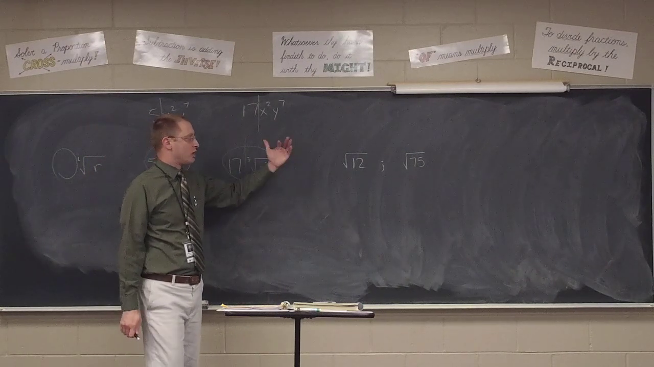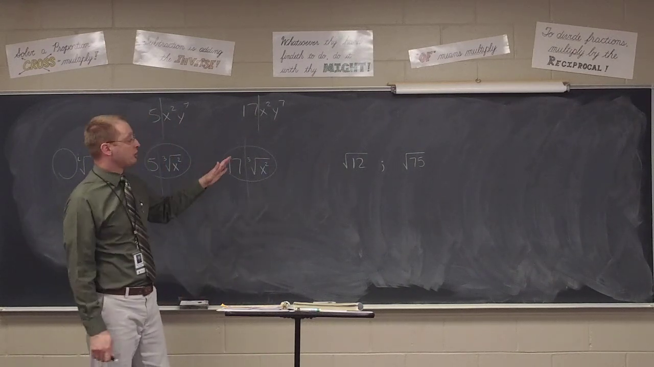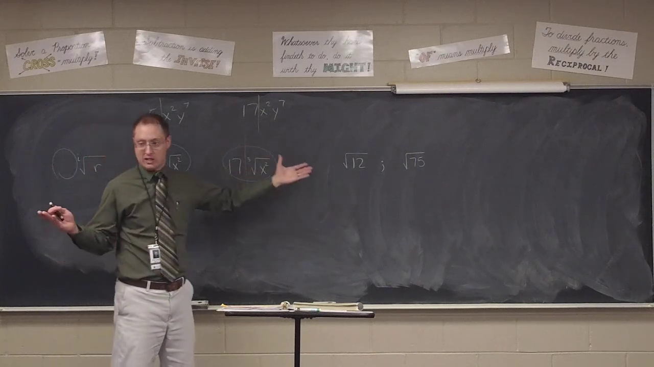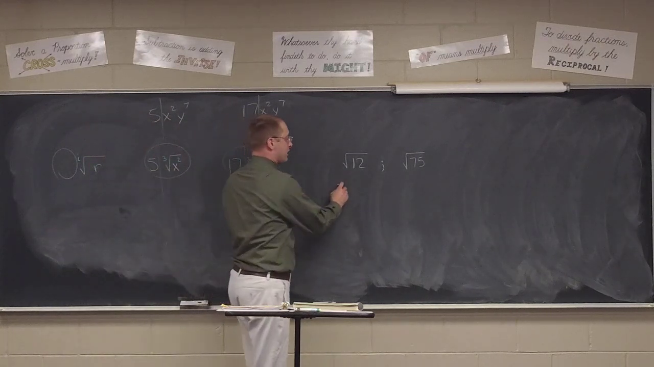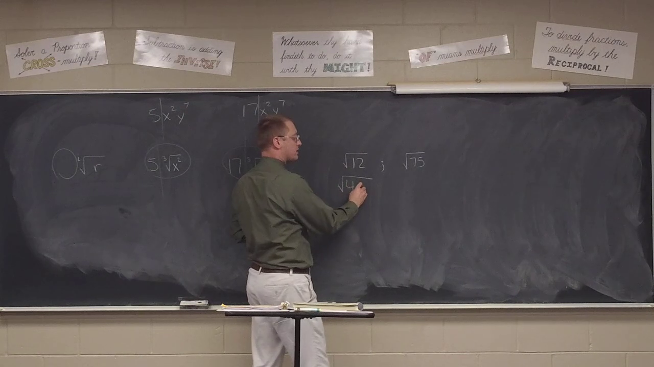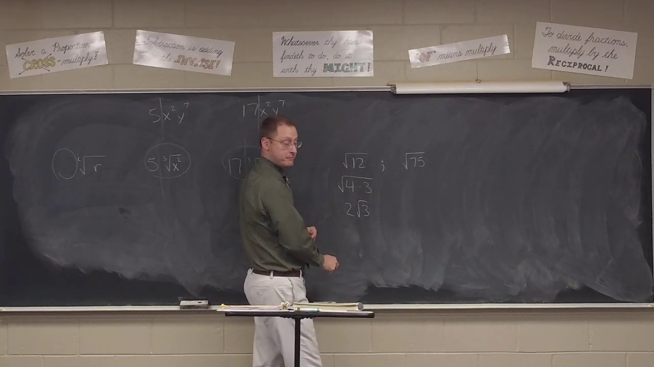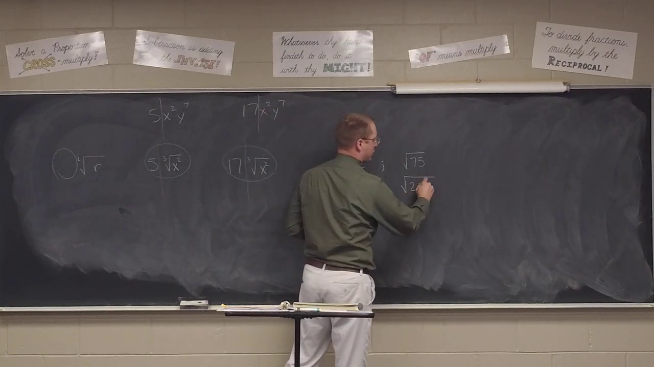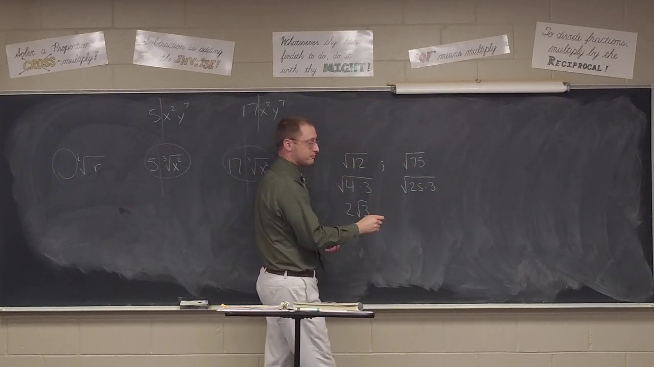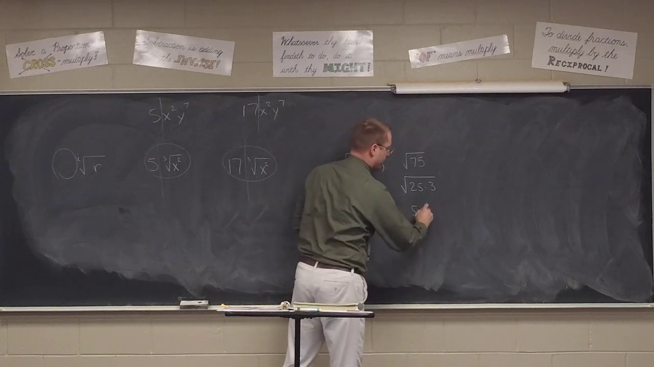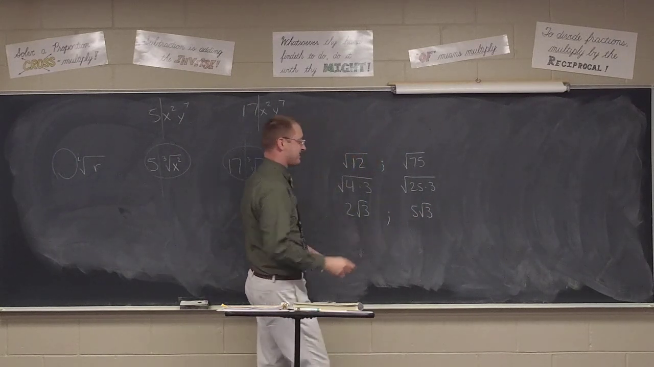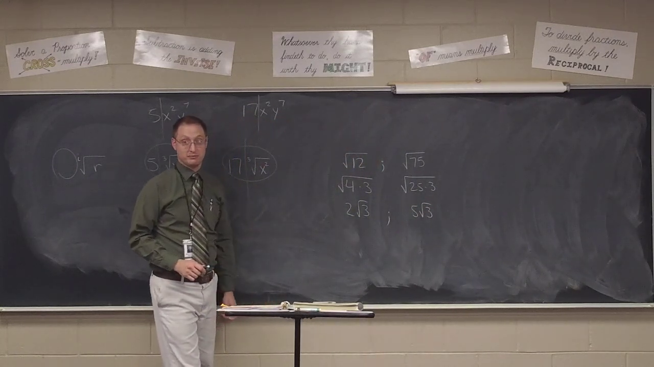Look at these. Square root of 12, square root of 75. At a cursory glance, we look at it and say, no, of course they're not similar. But watch. This can factor into 4 times 3. That's 2 times the square root of 3, right? This can factor into 25 times 3. That's 5 times the square root of 3. So, class, are they similar? They are.